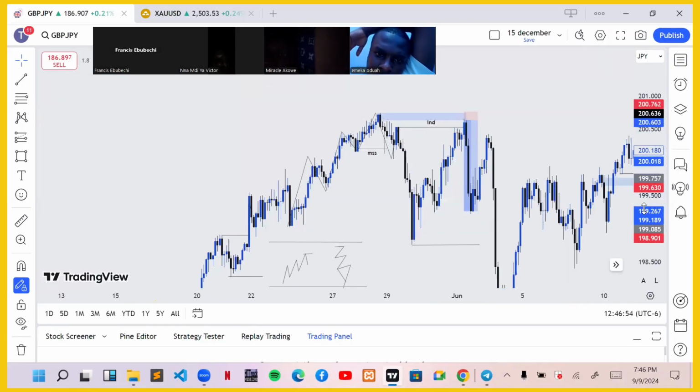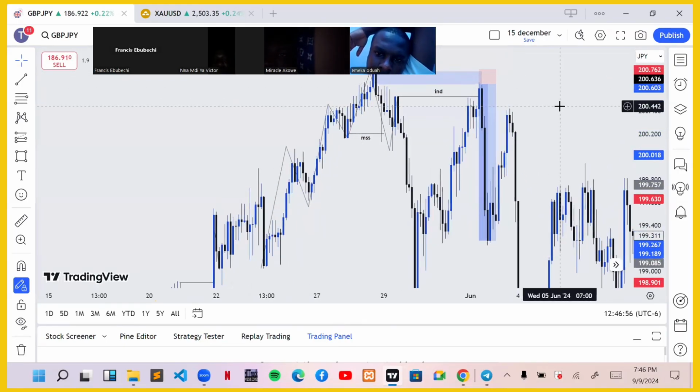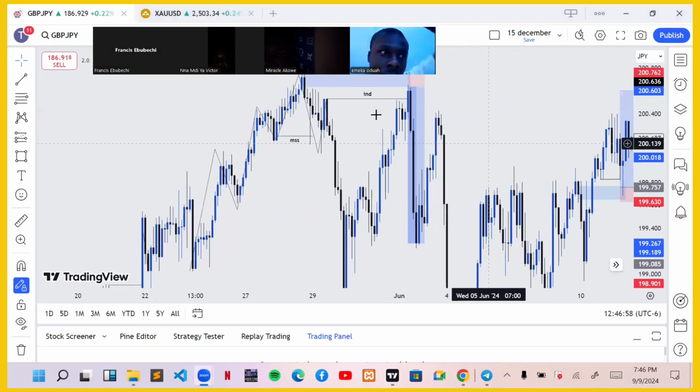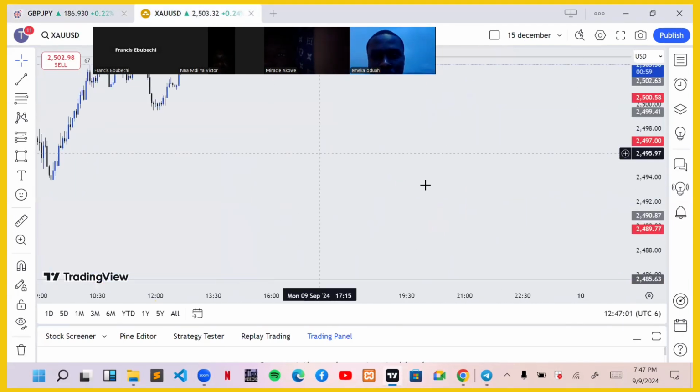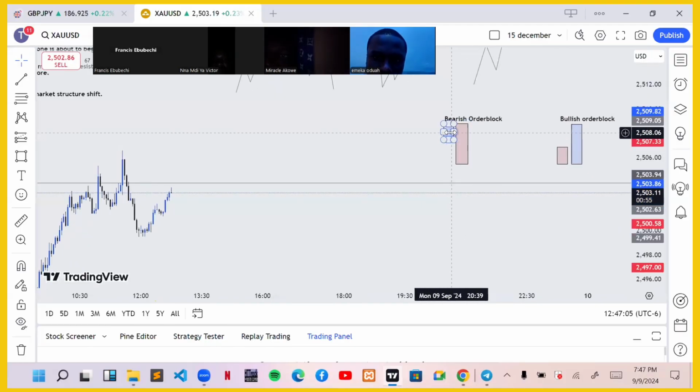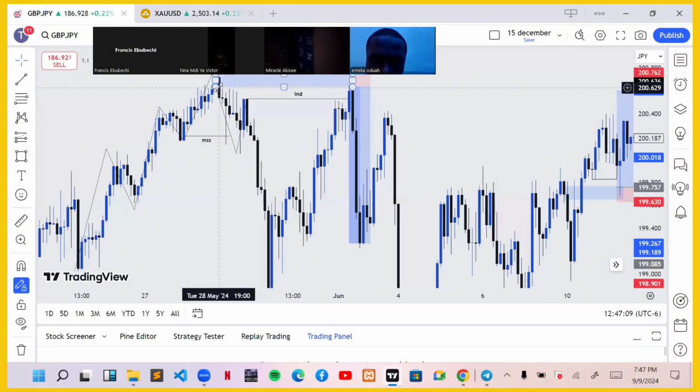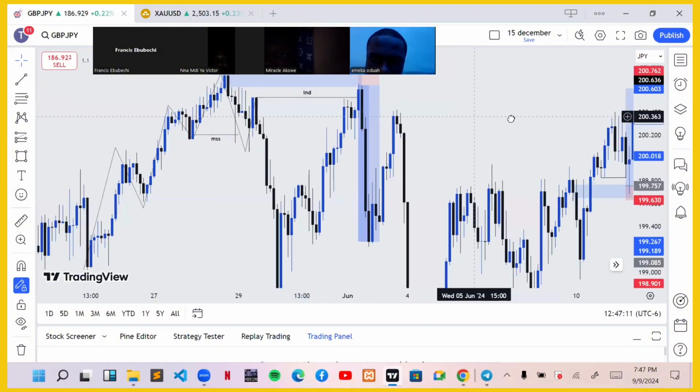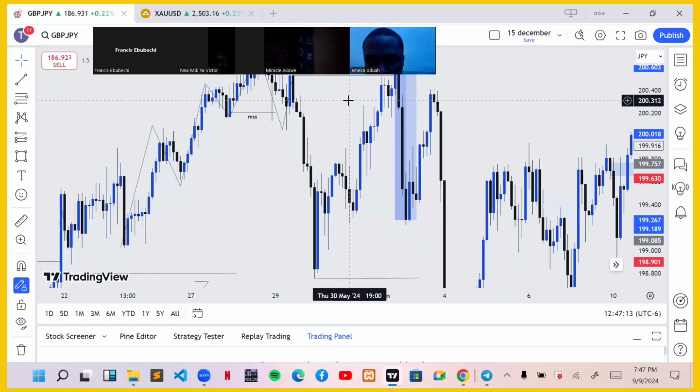After that, I'll now be looking for my point of interest, which is the bearish order block. And how does the bearish order block look? You see a bullish candle, then you see a bearish candle engulfing it. So this is the bearish order block. This is what a bearish order block looks like. So I'll mark my entry. And once price got to my point of interest, that was exactly where it reacted off of.